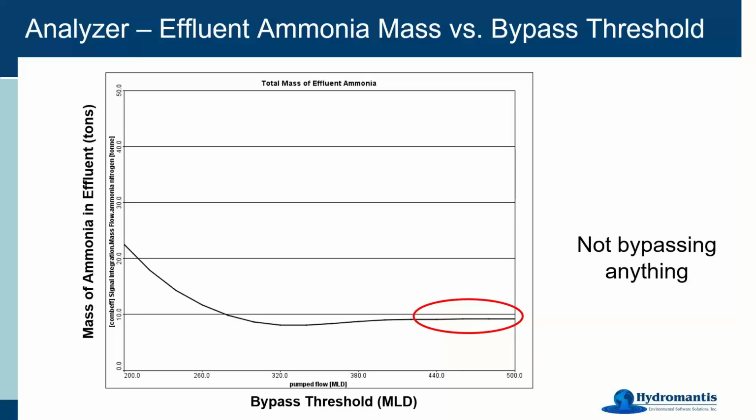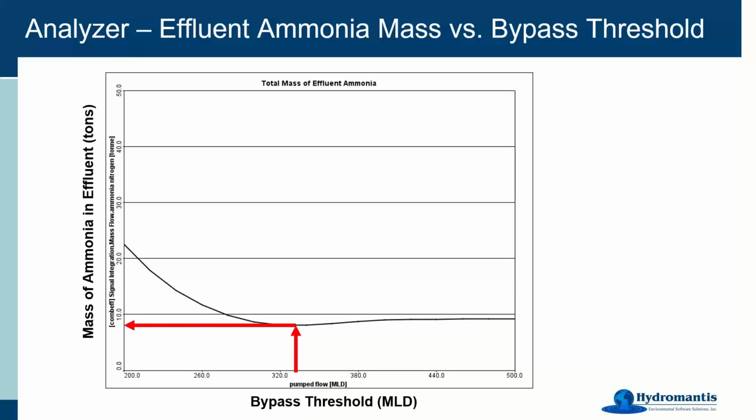So what we want to do is find that spot in the middle where we bypass a little bit, but not so much that we're decreasing the quality of our effluent. And so that point is right here.